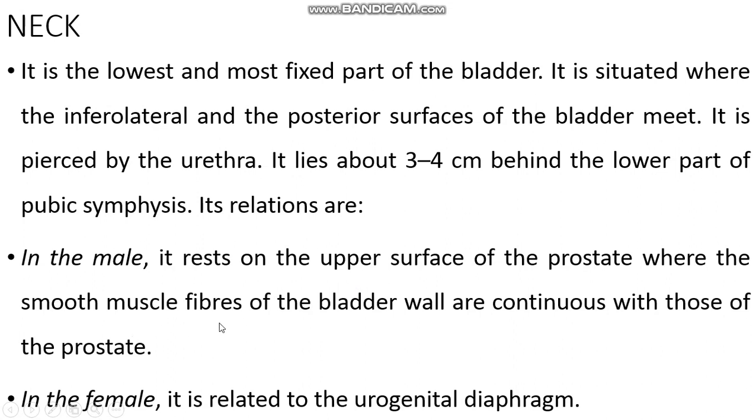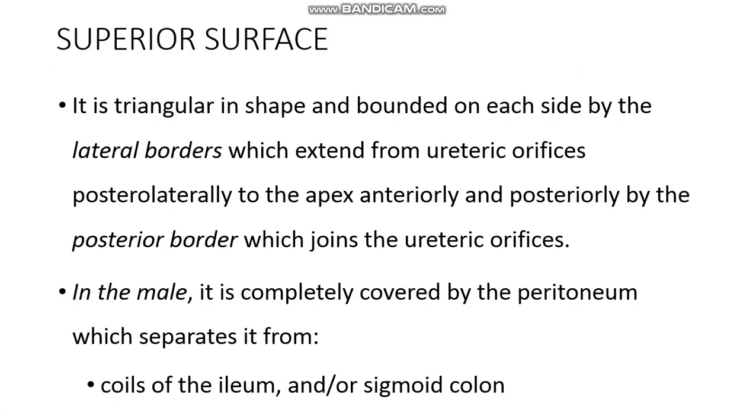Next are the relations of the neck. In male, it rests on the upper surface of the prostate, where the smooth muscle fibers of the bladder wall are continuous with those of the prostate. So in males, the neck of the bladder lies just over the upper surface of the prostate. But in females it is related to the urogenital diaphragm.